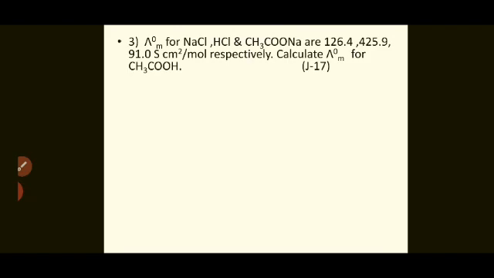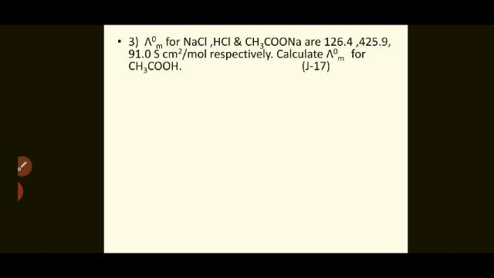Let us solve another type of problem which was asked in July 17. So lambda naught M for NaCl, HCl and CH3COONa, that is the sodium salt of acetic acid, are 126.4, 425.9 and 91.0 Siemens centimeter square per mole respectively. Remember the word respectively. Calculate lambda naught M for CH3COOH, that is acetic acid.